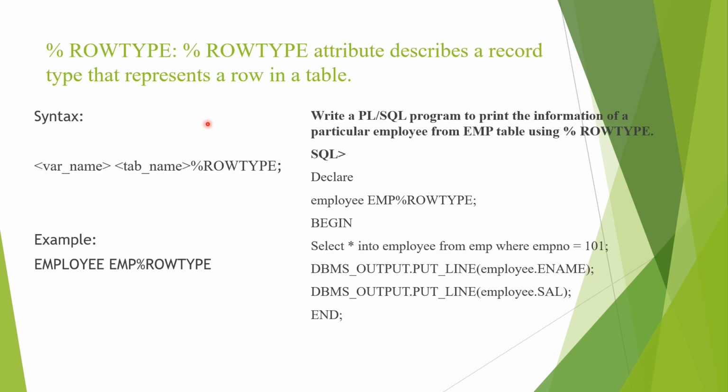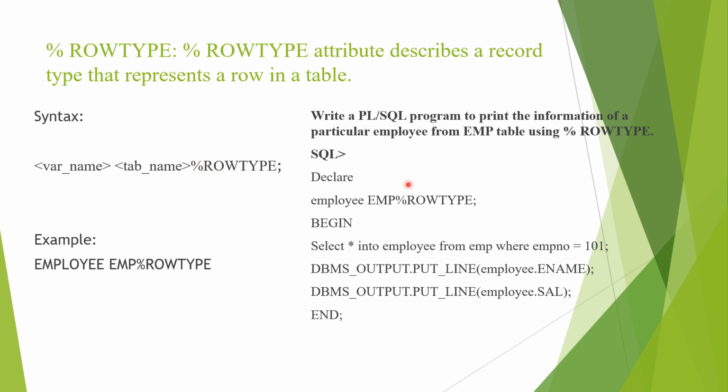Okay. Now what is %ROWTYPE? The %ROWTYPE attribute describes a record type that represents a row in a table. That means we are using a single variable name for a complete row, right? So what will be the syntax that we are going to use? We are using the variable name, then the table name, and then we are not assigning different column names because we are taking the complete row at a time. So table name, then %ROWTYPE, simple.